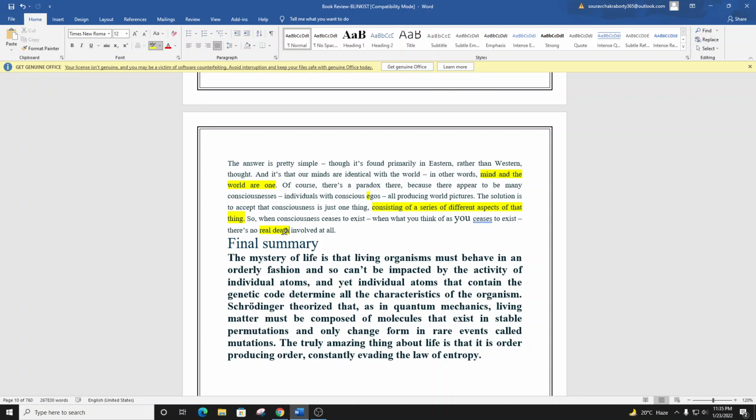Here's a quick recap. The mystery of life is that living organisms must behave in an orderly fashion and so can't be impacted by the activity of individual atoms, and yet individual atoms that contain the genetic code determine all the characteristics of the organism. Schrödinger theorized that, as in quantum mechanics, living matter must be composed of molecules that exist in stable permutations and only change form in rare events called mutations. The truly amazing thing about life is that it is order producing order, constantly evading the law of entropy.